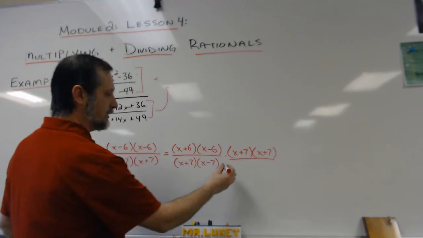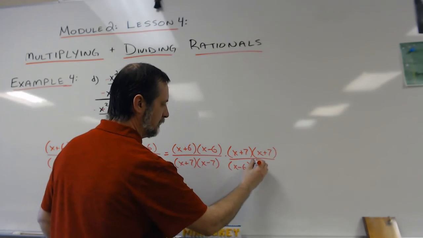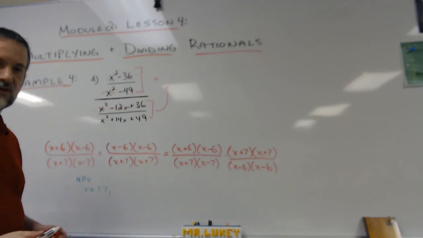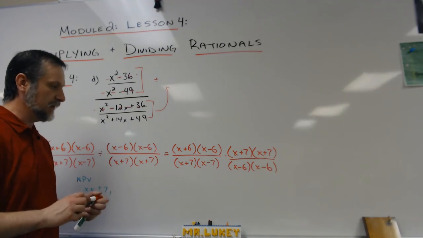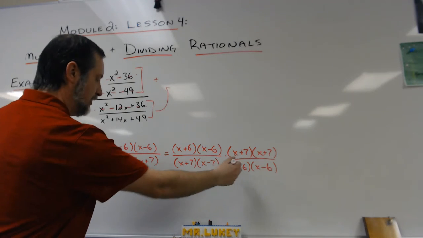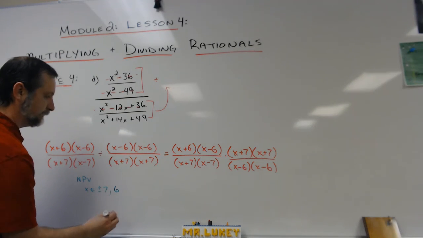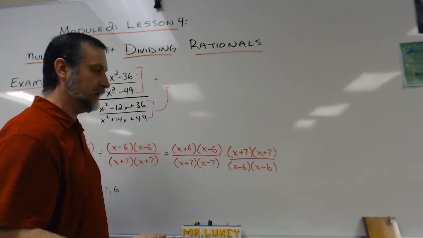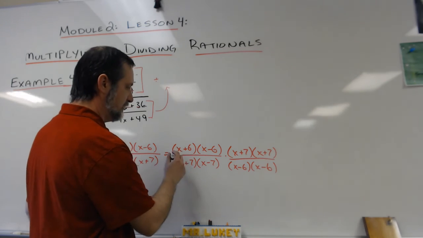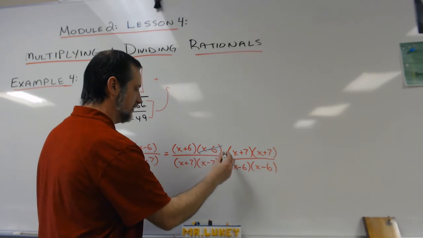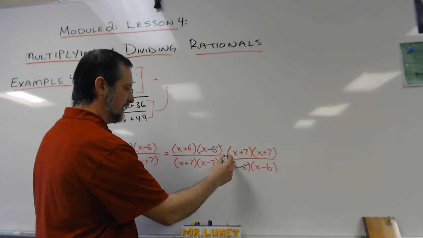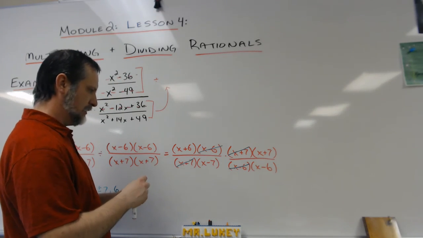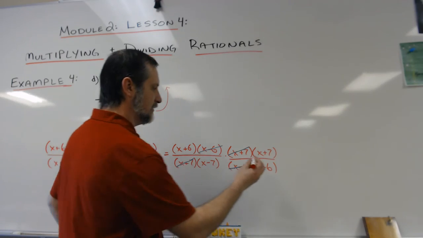The x minus 6 squared comes down. So yes, I did introduce a new value as a denominator. I will have an additional NPV where x cannot equal 6. But now I can just simplify this and write my final answer. So x plus 6, no, I do not have one to get rid of. X minus 6, I do. X plus 7, I have one to get rid of. X minus 7, no.